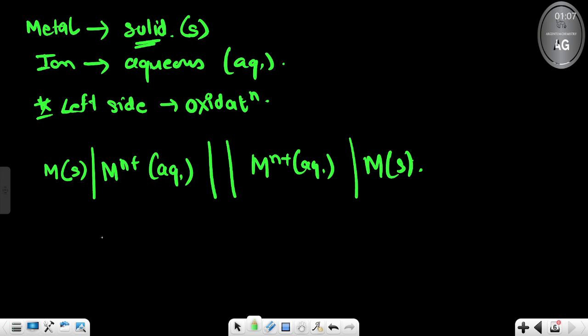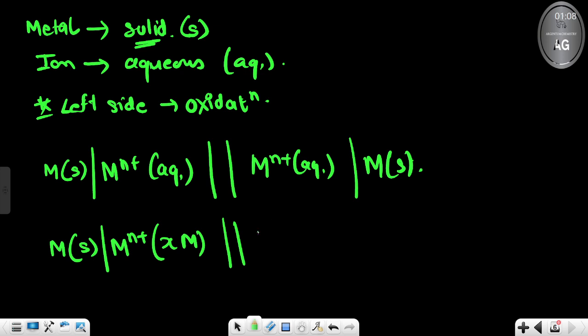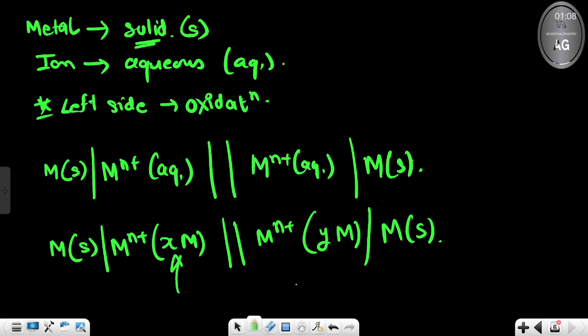If there is a concentration mentioned, then you will write the equation like this. It will be given in the question usually. It will become M slash M n plus slash something X molar, then the other ion M n plus, this will be separate, different, not same, then this will be Y molar, then it will be M S. Clear? So this is going to be my equation. Here, this is the concentration of this ion and this is the concentration of this ion. So when you are writing the equation for equilibrium constant, you have to use the given data from here. Okay? Clear?